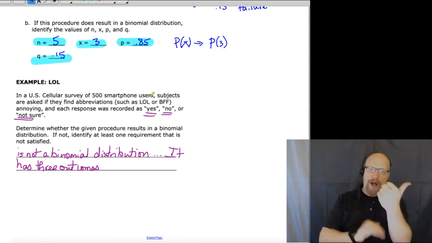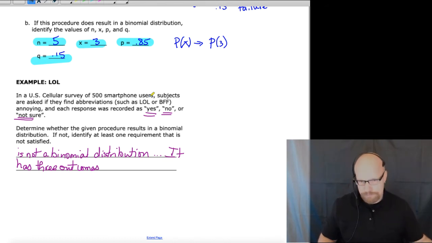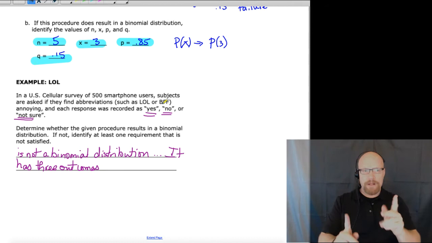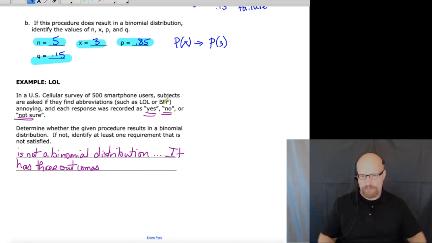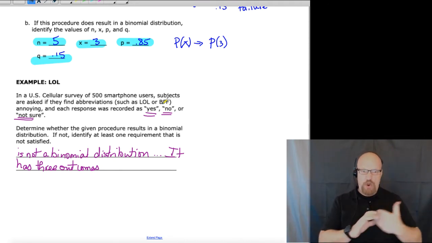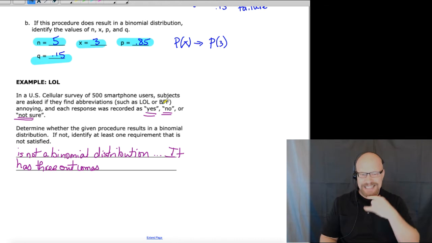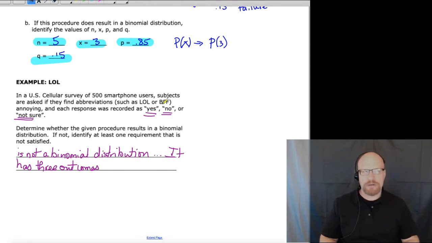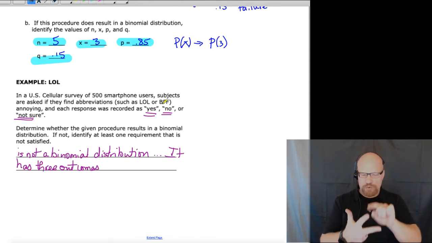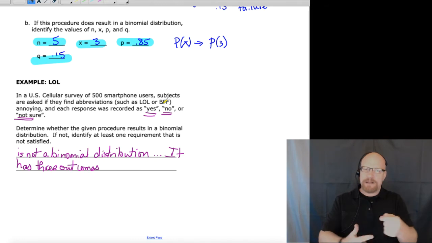Now, another example, LOL. So asking people, they know what abbreviations we use in text mean. LOL, BFF, whatever. Do you think they're annoying or not? But it says, yes, they're annoying. No, they're not annoying. Or I'm not sure. That's one, two, three possibilities. It's not binomial.